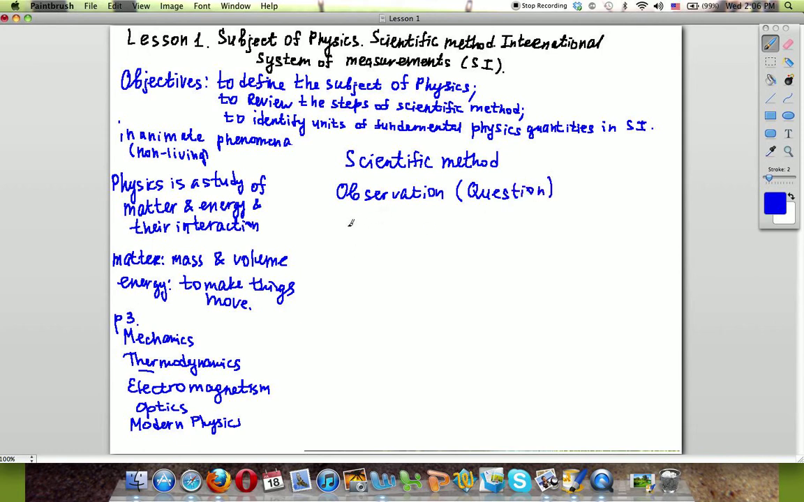And then we try to answer this question, and we formalize a hypothesis, which is a testable prediction.